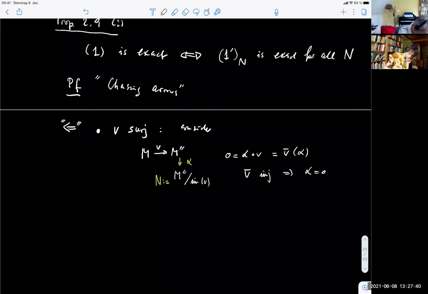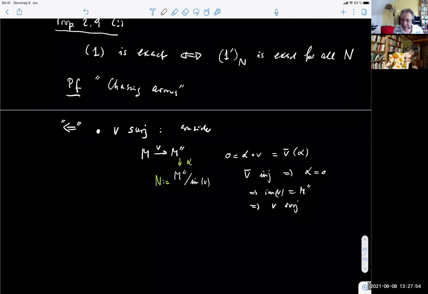But if alpha equals 0, the image of V equals M2 prime, and I have shown V is surjective. Don't ask me about the idea of this proof. It's just, it works. Okay. So that was the first example of chasing errors. That was a very simple one.